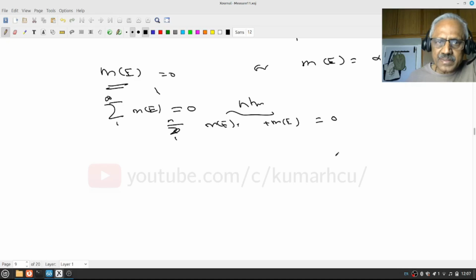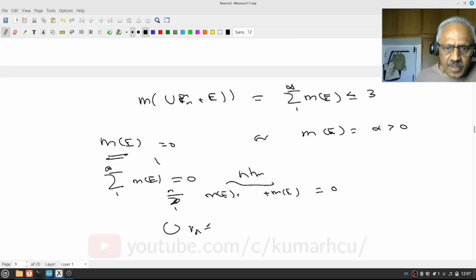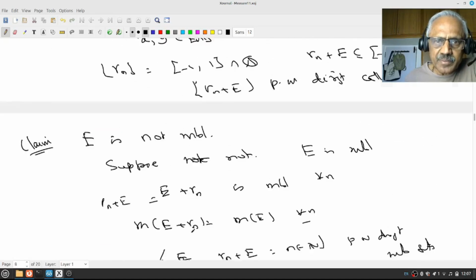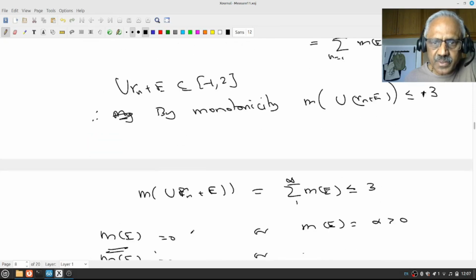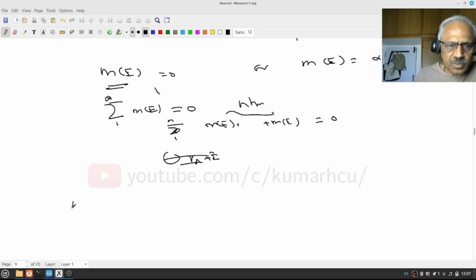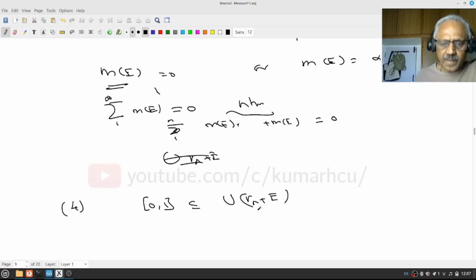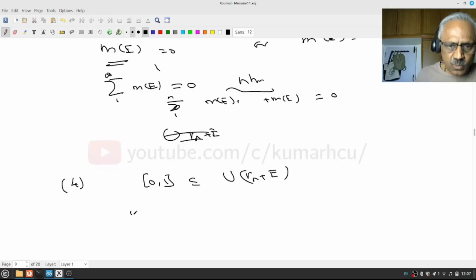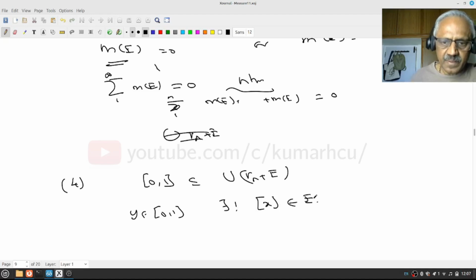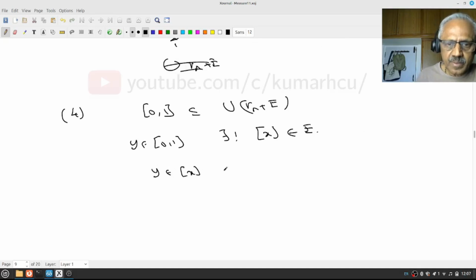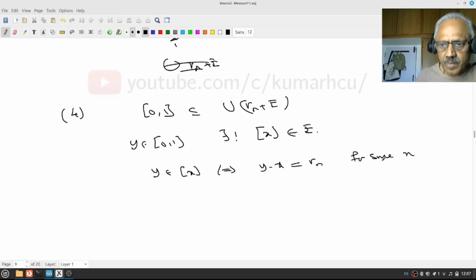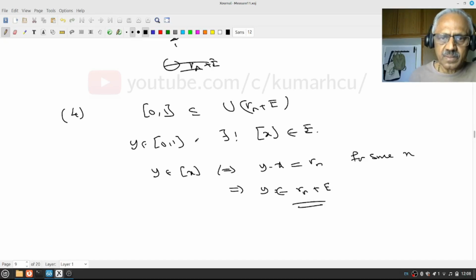Is that clear? Okay. But that's a contradiction, because remember, the union of Rn plus E, we wanted to say it contains 0, 1. Maybe did I say that? No, sorry, I forgot to say that. That's okay. So a fourth property we need is that the unit interval 0, 1 is contained in the union of Rn plus E. Why is that? Start with any y in 0, 1, then there is a unique equivalence class x which is in E, right? Therefore, this y belongs to x, that is, y minus x is a rational number Rn for some n. That means y belongs to Rn plus E, right? Is that clear to you?